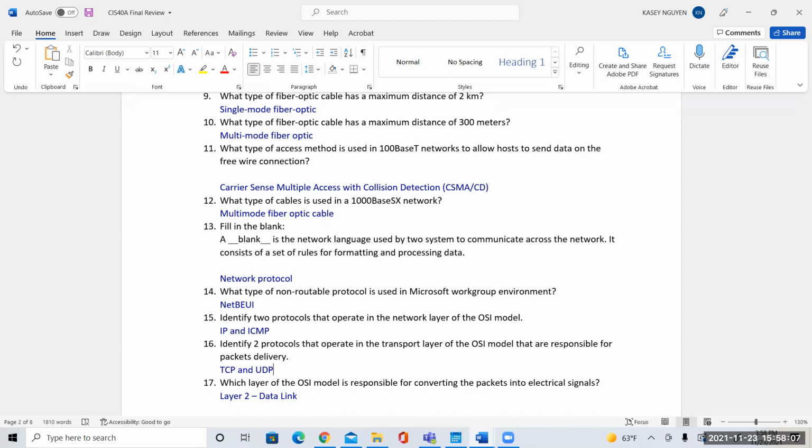17, which layer of the OSI model is responsible for converting packets into electrical signal? So that will be your data link layer 2, right? Packets exist in layer 3. Data frame exists in layer 2. In order to go down to the physical layer, we have to convert it to electrical signal, which is then encapsulated at the network interface card, which is the physical layer.